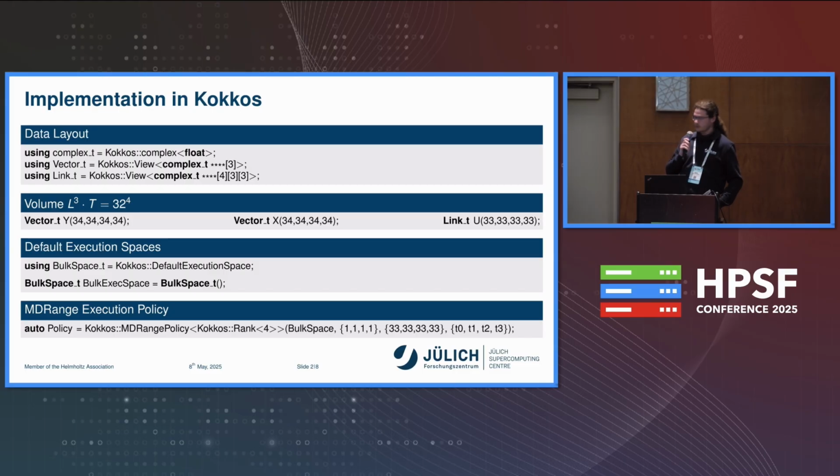Then default execution space and MDRangePolicy rank 4, going from 1 to extent minus 1, and custom tiling. Because, as you heard, tiling is an issue. The default tiling is an issue. It gets it right sometimes.